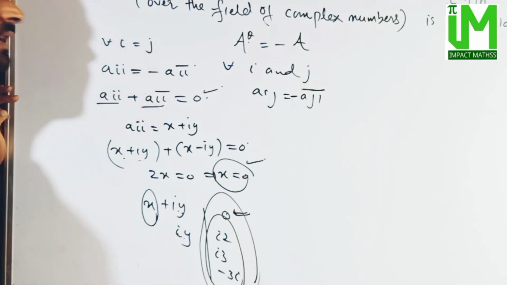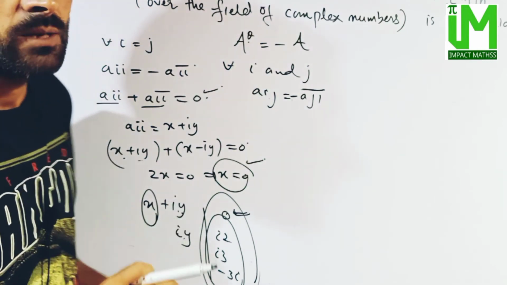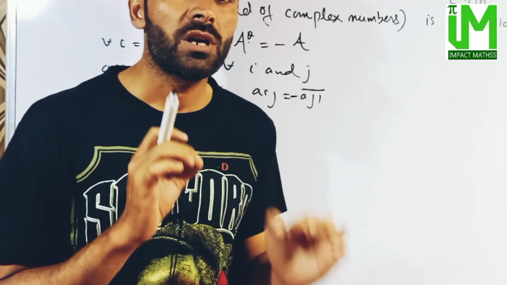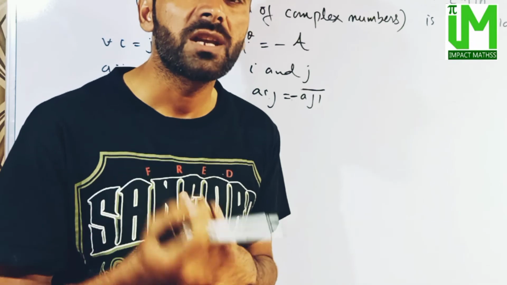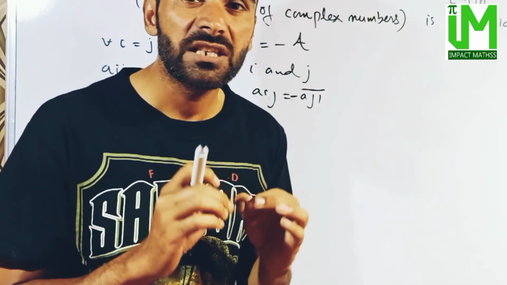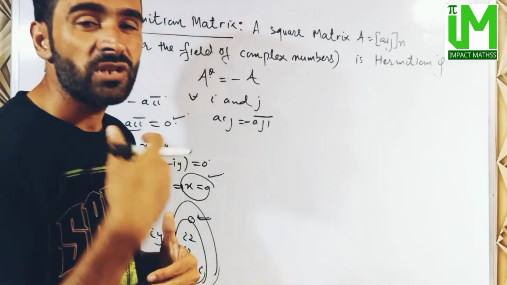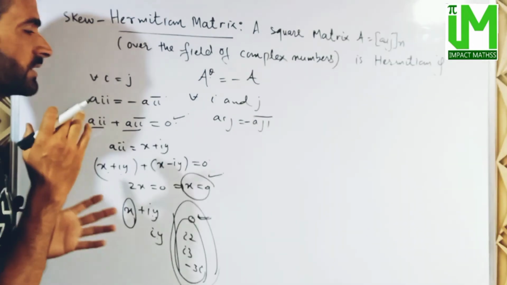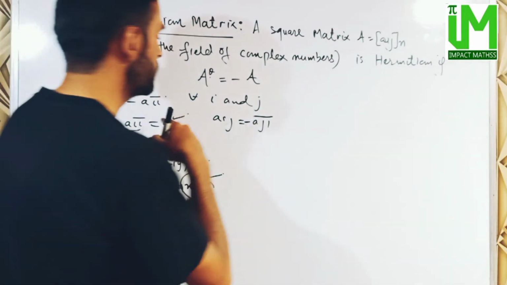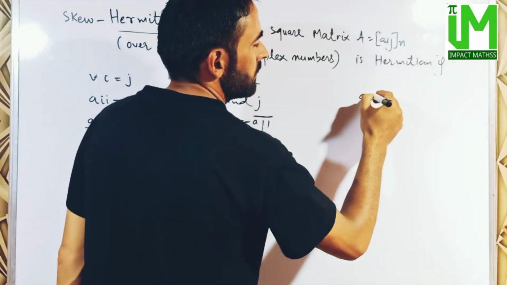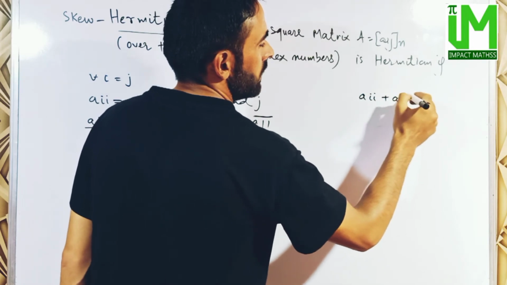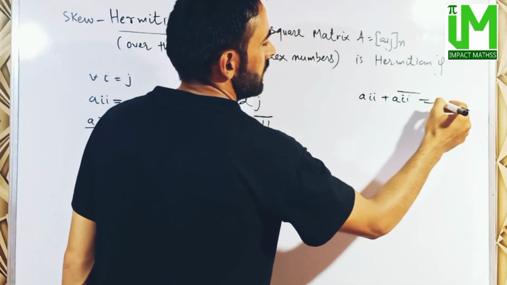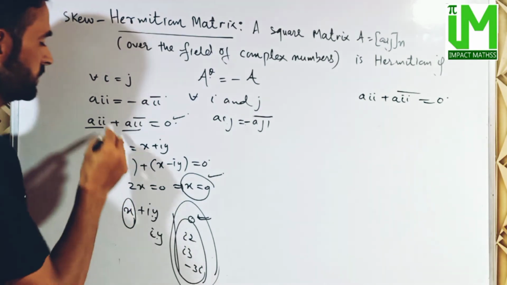So this means कि एक स्क्यू हर्मिशियन मैट्रिक्स में हमारे पास जो डायगोनल एंट्रीज हैं those are either 0 or pure imaginary. डायगोनल एंट्रीज are either 0 or pure imaginary. अगर आप स्टिल कंफ्यूज है कि डायगोनल एंट्रीज कैसे 0 या प्योर इमेजिनरी होंगी, देखिए we have aii plus aii bar is equal to 0. aii bar is equal to 0 by means of this equation.